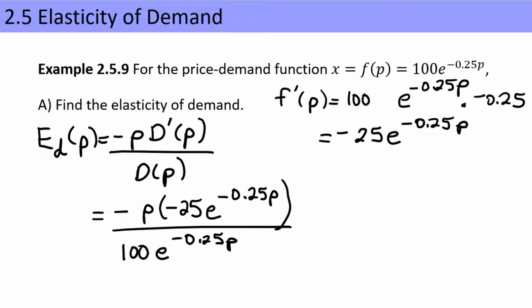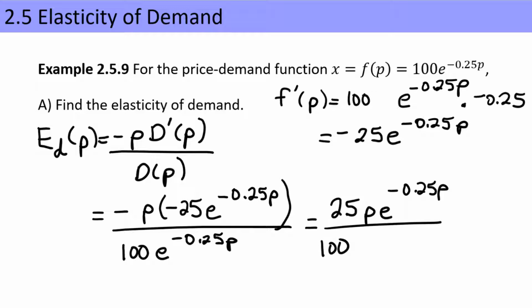The two negatives in the numerator cancel, so we would have 25p e to the power of negative 0.25p divided by 100 times e to the power of negative 0.25p. The e functions cancel, the p in the numerator stays put, and 25 over 100 reduces to 1/4.